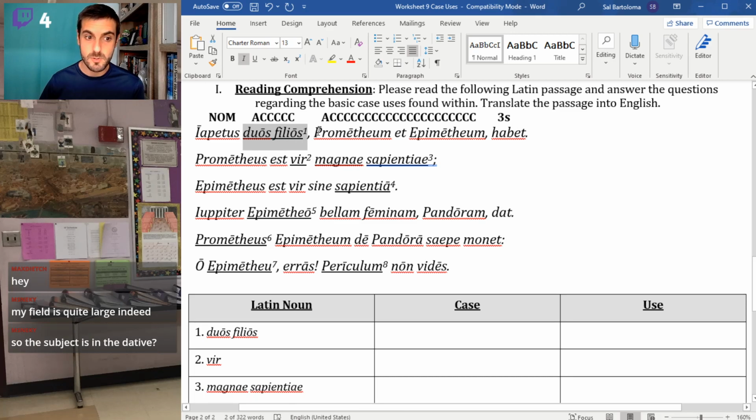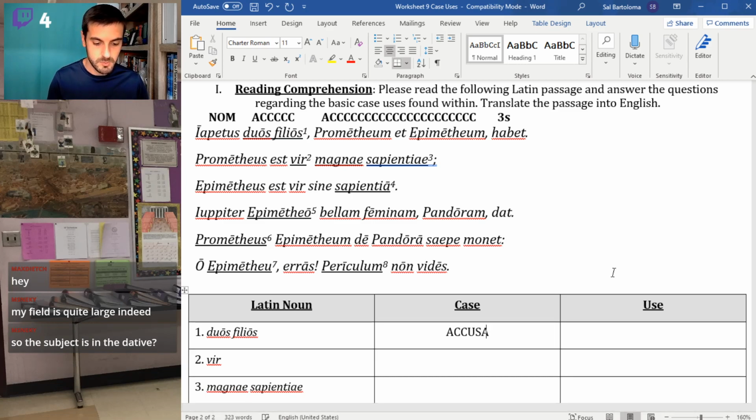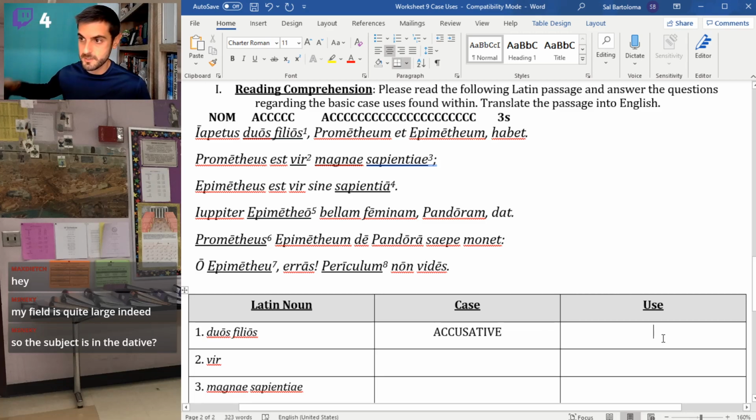Iapetus has two sons, and their names are Prometheus and Epimetheus. So whenever we translate names, we translate them into the nominative case. So Iapetus has two sons, Prometheus and Epimetheus. So duos filios is one of our words that we need to identify. So the case of duos filios, right? He has two sons. We already said the case would be accusative. And what's the use of that case? What am I writing in the last column?